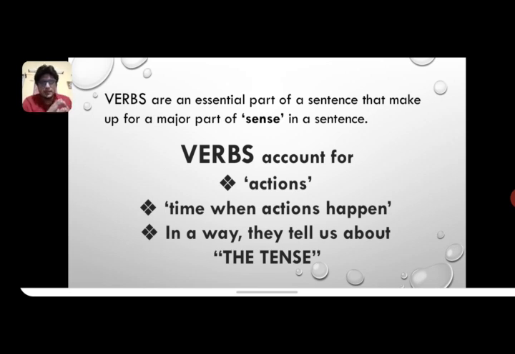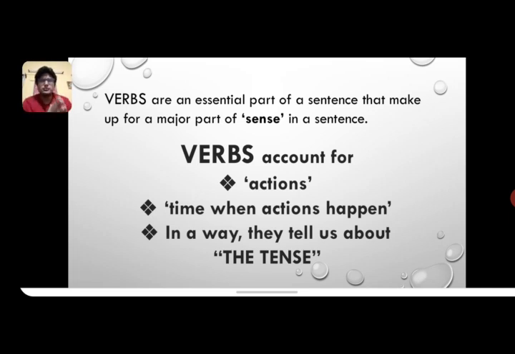So verbs are simply words or phrases. Mind you, I'm not using the word clause here. Verbs are words that depict action, that exhibit action, that tell us in a sentence that something is being done or is happening or has happened, right? So let's take down the definition from here.